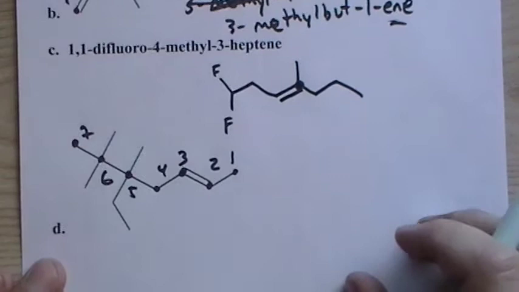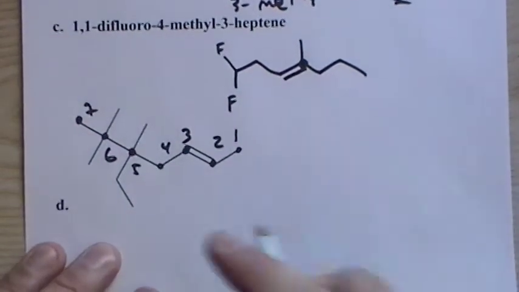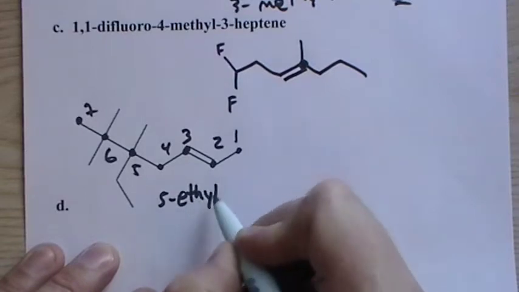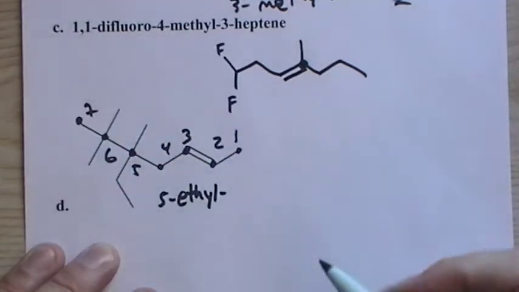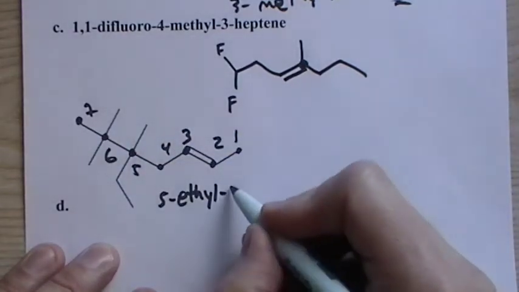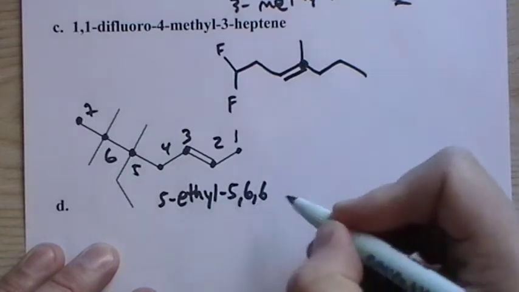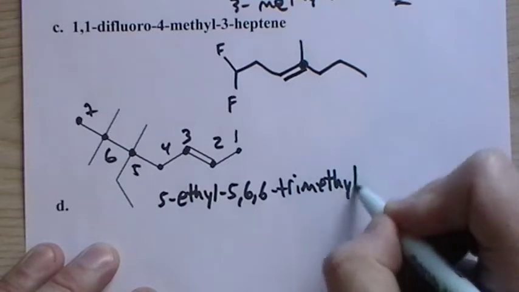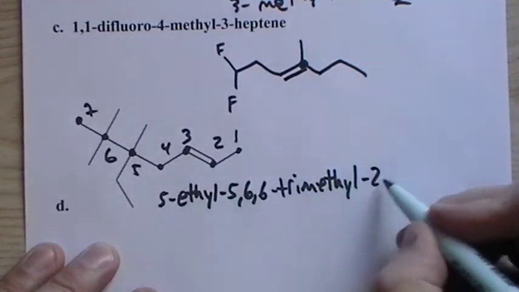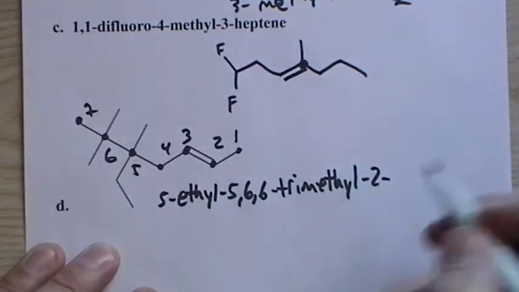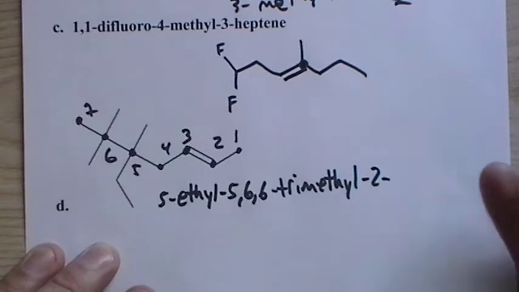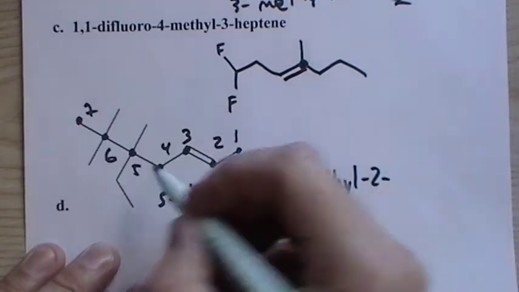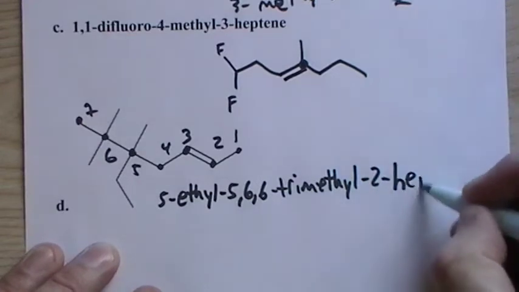And then we name it as usual. We have an ethyl group, so we call it 5-ethyl. There are 1, 2, 3 methyl groups. So 5, 6, 6-trimethyl. And then the double bond begins at 2. Remember, it's going to cover 2 carbons. That's how you make a double bond, but we go with the lowest number, so 2. And then what did I say, heptene? Heptene.